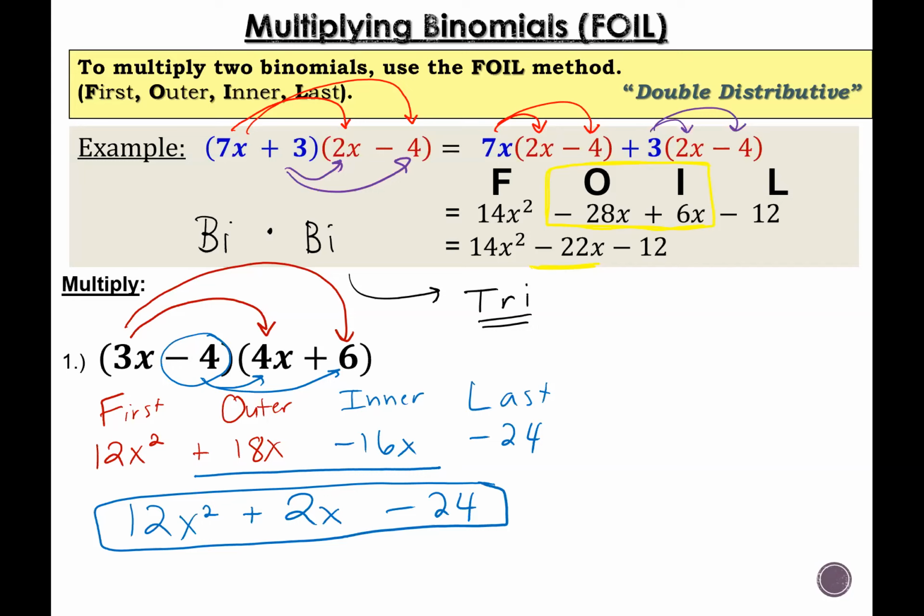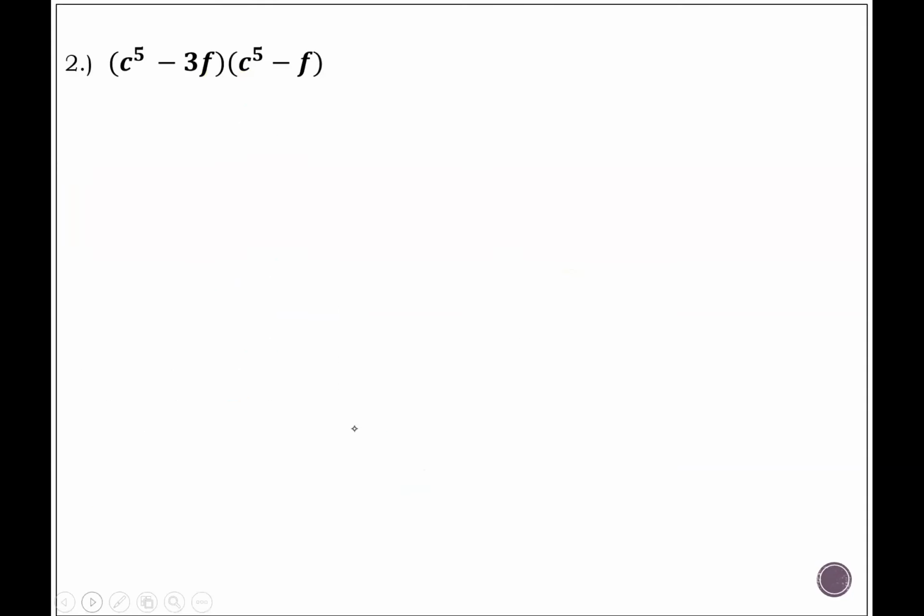Okay, let's keep going here. We'll see a couple more FOIL examples. Here's another one with some different variables and exponents. C to the 5th times C to the 5th. That's my first terms. C to the 5th times C to the 5th, that's C to the 10th. Just write this out first, FOIL. All right, so notice how I added the exponents there. 5 plus 5 is 10. I'm adding exponents as I'm multiplying.